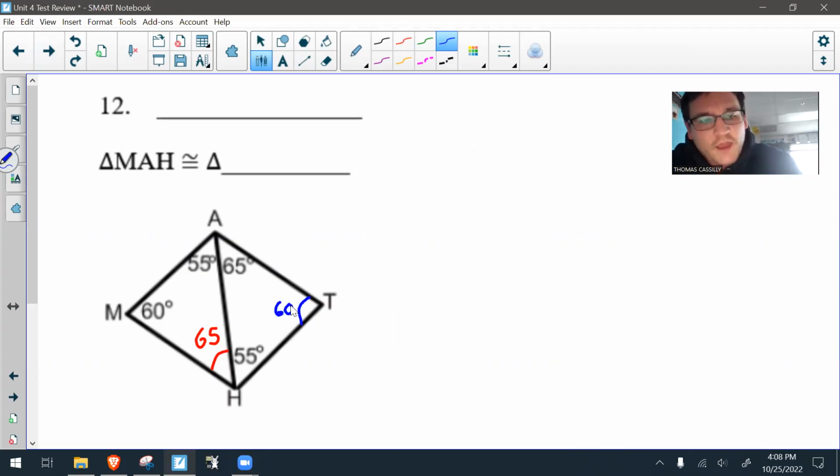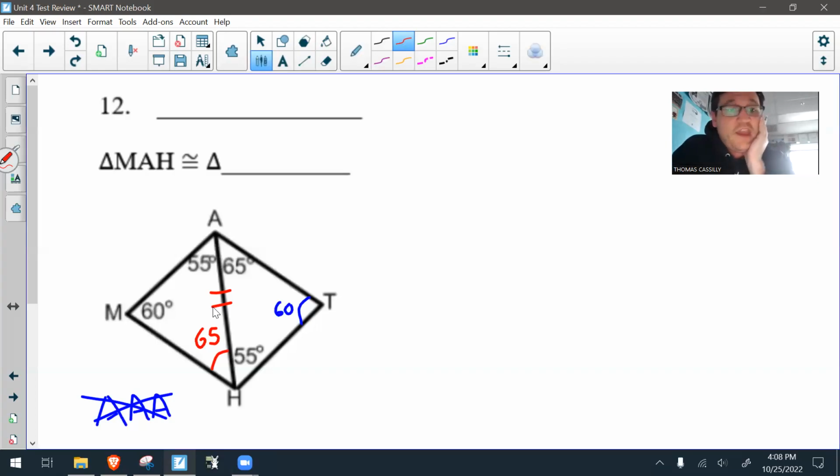Now I know what you're thinking. Angle, angle, angle, that's no good. And I agree. But we have some extra information. We have a shared side. We can assume that that is a shared side. AH is congruent to AH. That's the reflexive property. So these triangles are congruent.